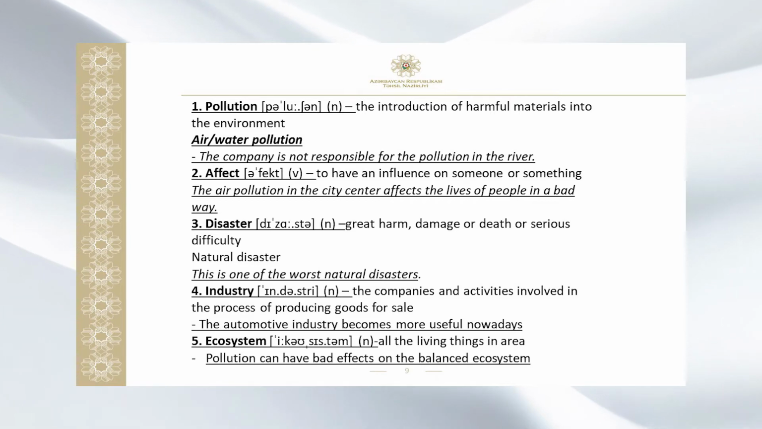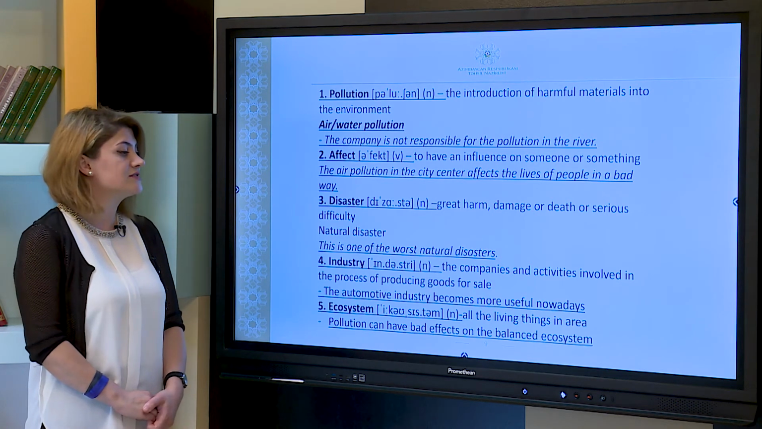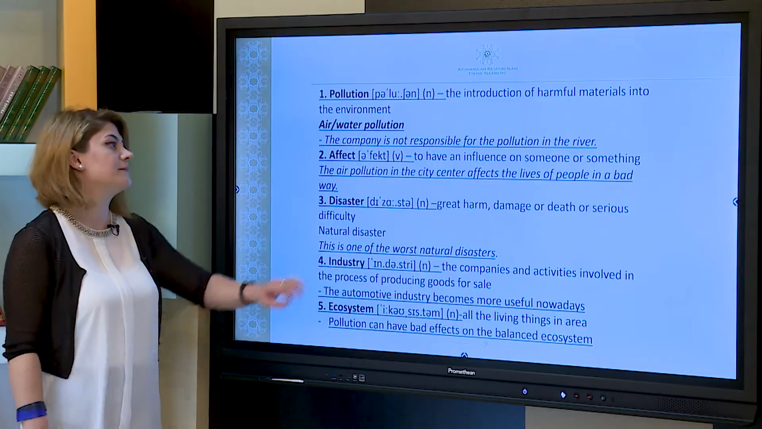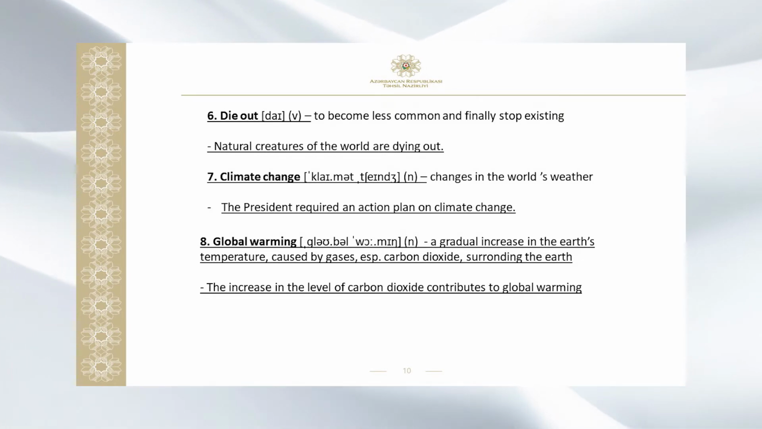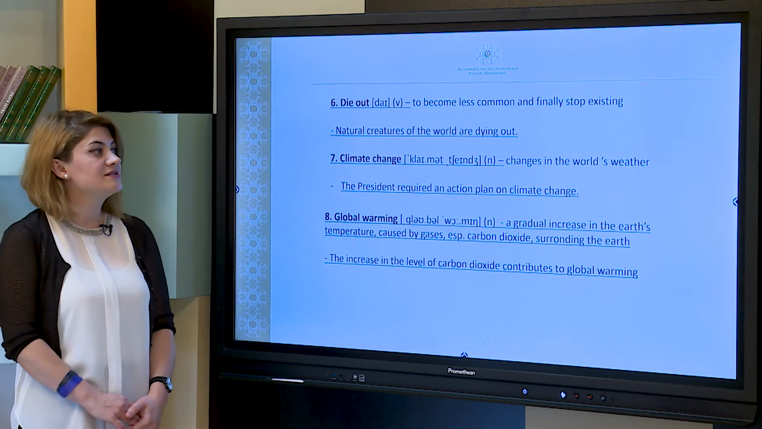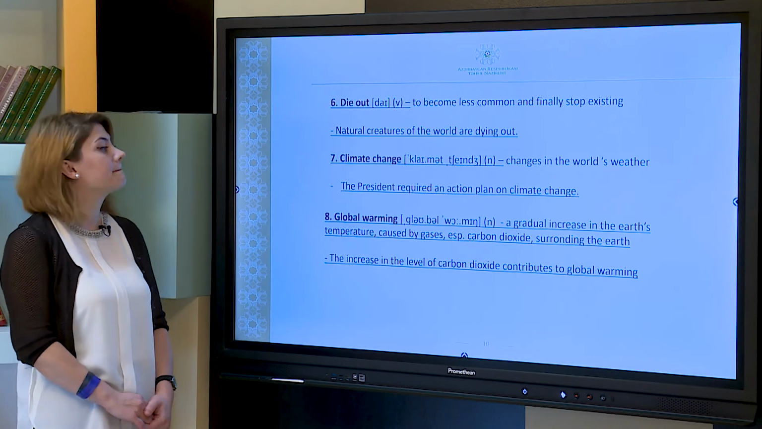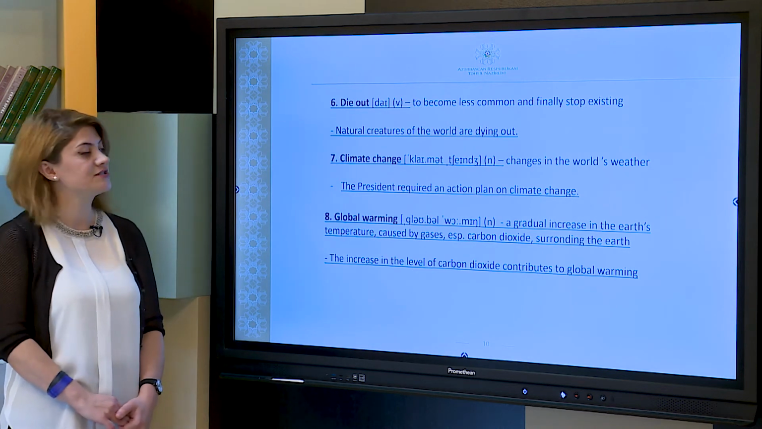What's ecosystem? It's all the living things in an area. For example, pollution can have bad effects on the balanced ecosystem. Die out: to become less common and finally stop existing. Natural creatures of the world are dying out. The seventh word, climate change. Change in the world's weather. The President required an action plan on climate change.